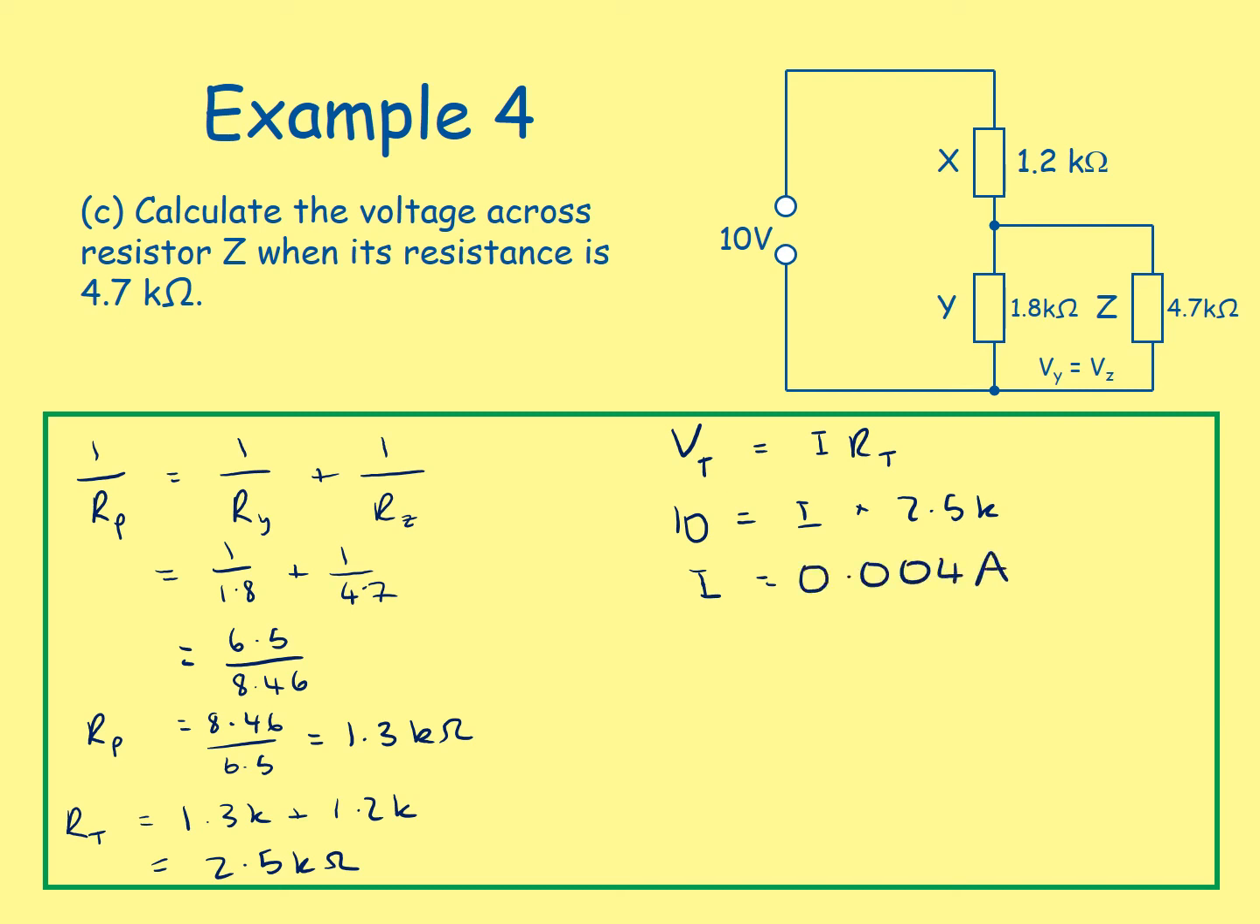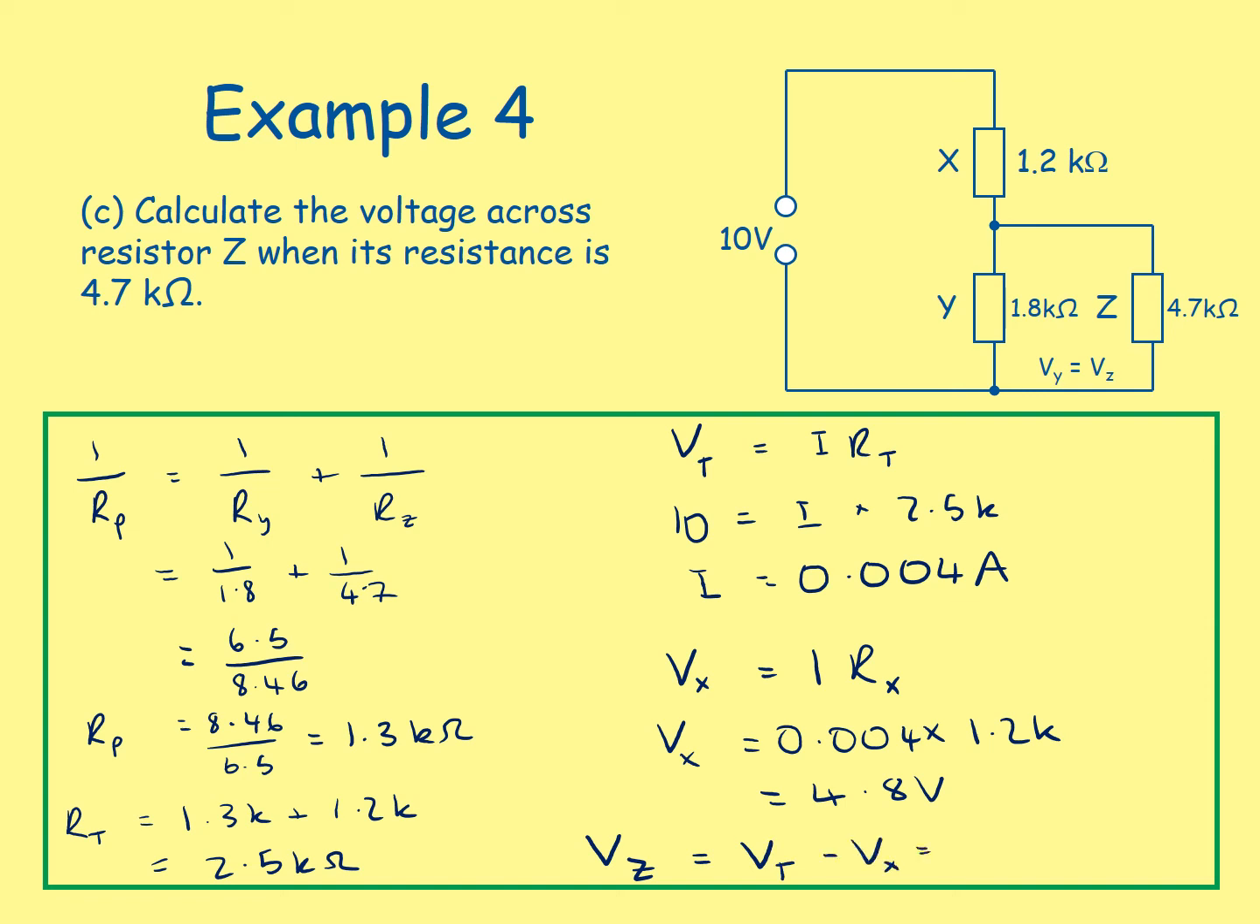Now that we have our current, we can work out our voltage at X. That's equal to our current times our resistance at X. So Vx equals 0.004 times 1.2k, which is equal to 4.8 volts. Now our last step is our voltage at Z, and that's equal to our total voltage minus our voltage at X, so 10 take away 4.8, which gives us 5.2 volts.